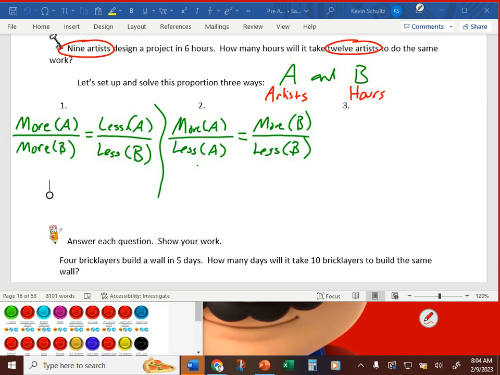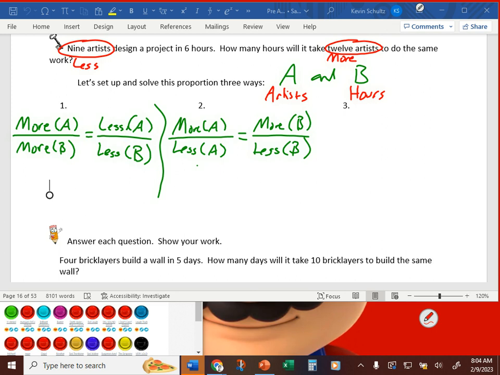9 and 12. Which is more, which is less? Zoe. Yes. Okay? So this will be our more, and this will be our less. Right? So our A represents artists. We've assigned that unit, and we know which is more and which is less. So let's just, well, we'll use our first one here.